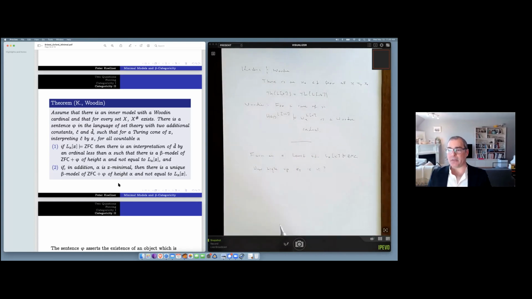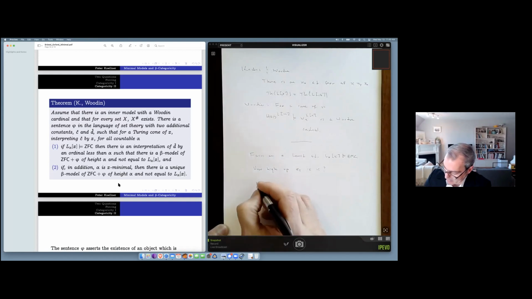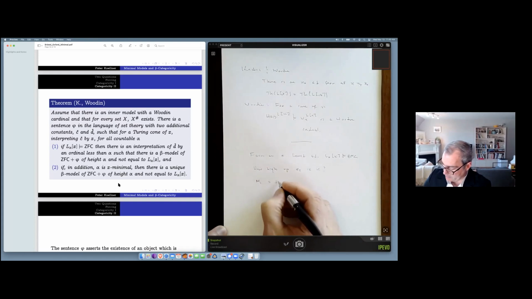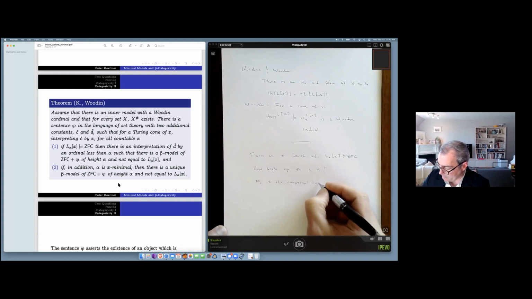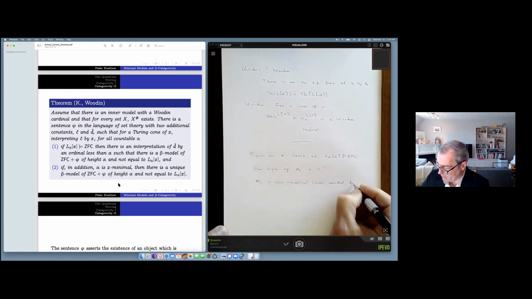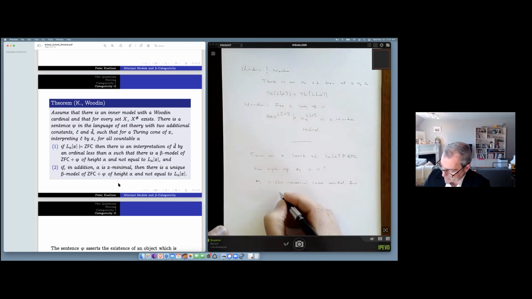Well, under our background assumption, we get an inner model for a Woodin cardinal with a countable ordinal, and there's a canonical one, and it's called M1. So it's the canonical inner model for a Woodin cardinal.